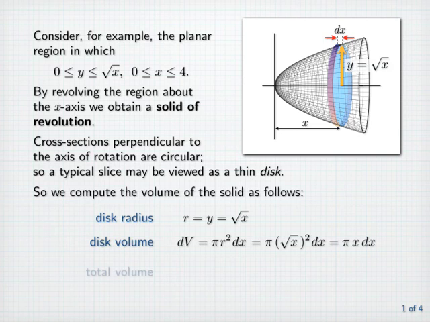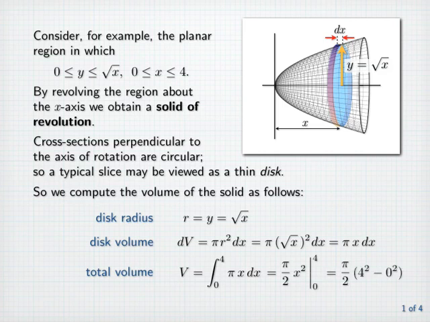So the volume of the solid is the integral from 0 to 4 of pi x dx. This gives us pi times 1/2 x squared, evaluated from 0 to 4, which equals pi over 2 times 4 squared minus 0 squared. So we have pi over 2 times 16, which equals 8 pi.